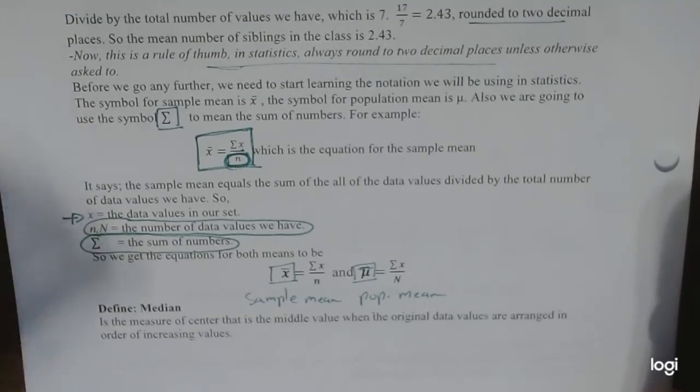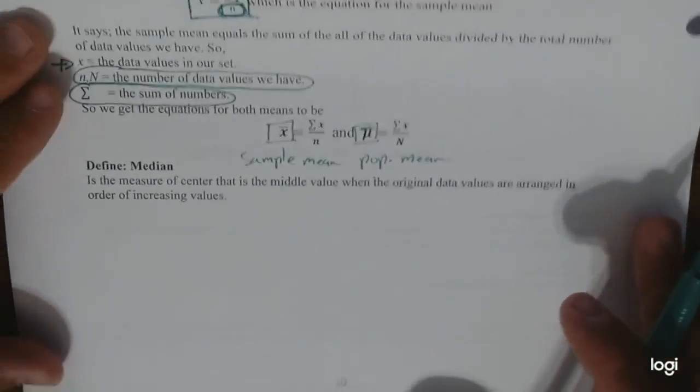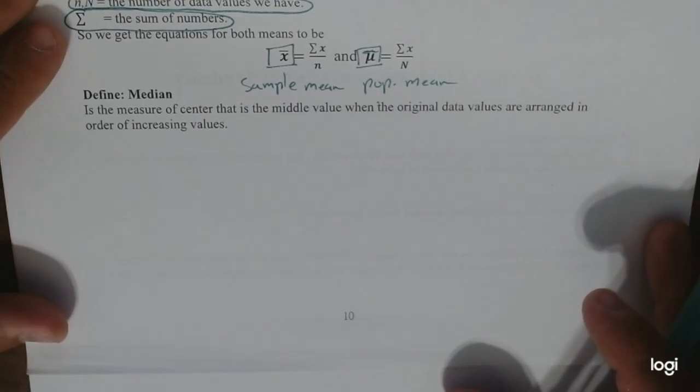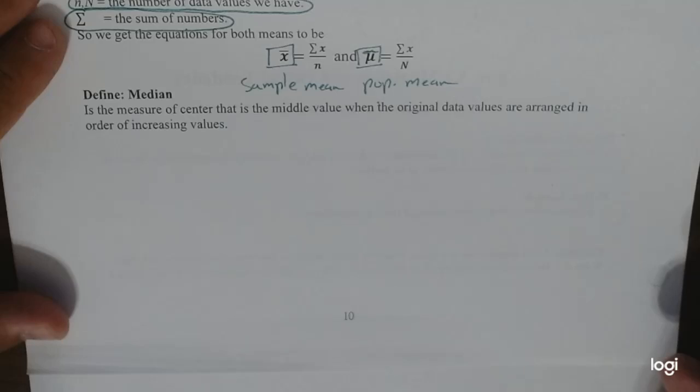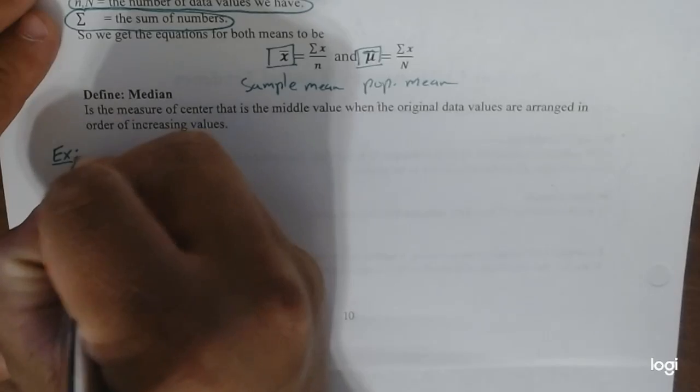The next thing I want to talk about is the median of the data set. Oh, sorry, not the mode, the median. The median is pretty straightforward. It is the exact middle number in the original data set, arranged in increasing order. Right here we're just going to quickly do some examples so you can see what that means.